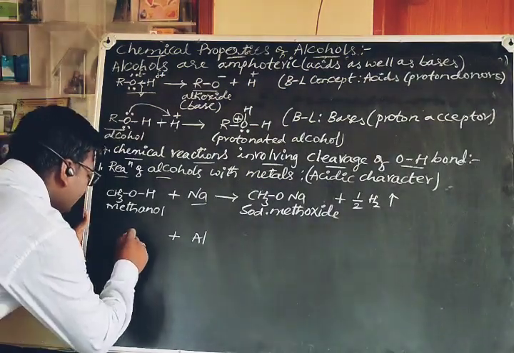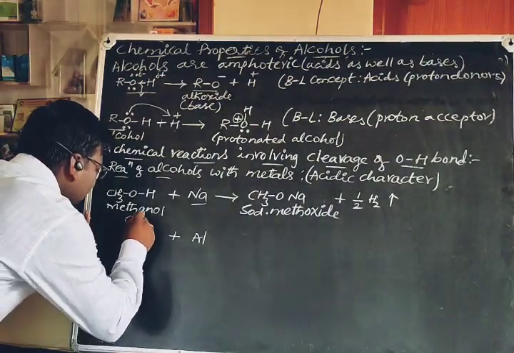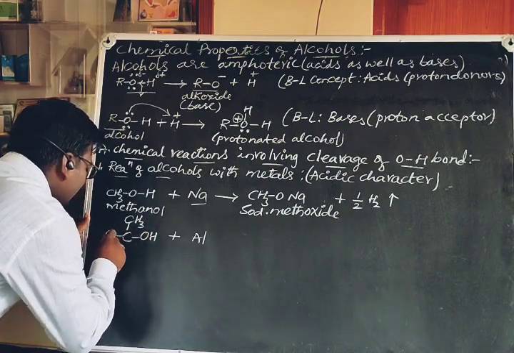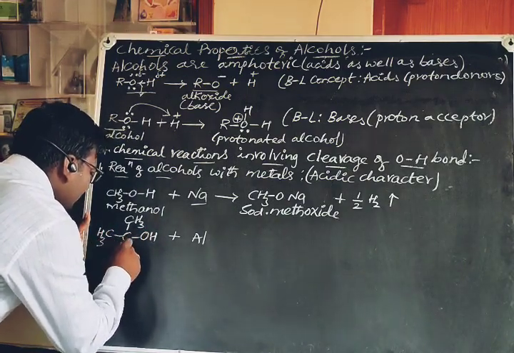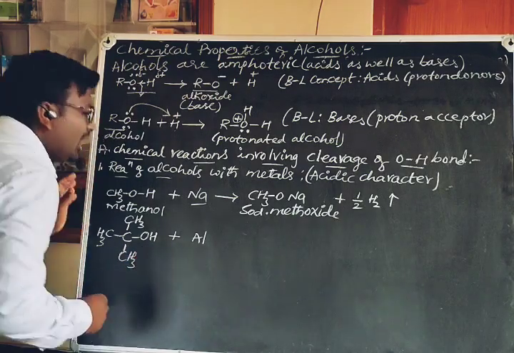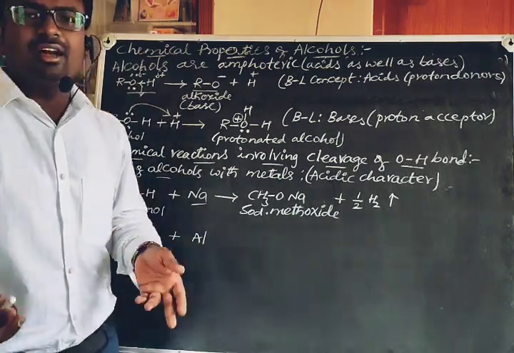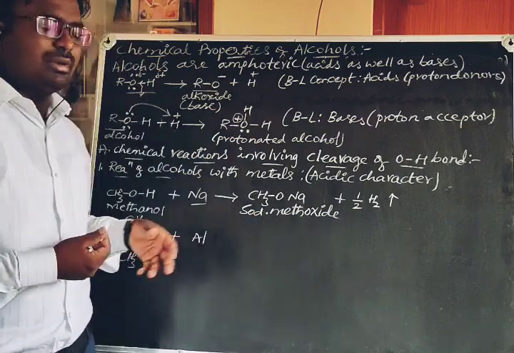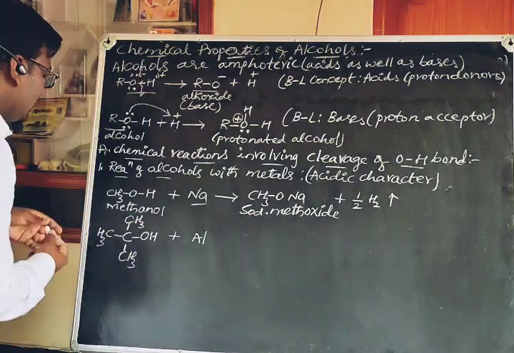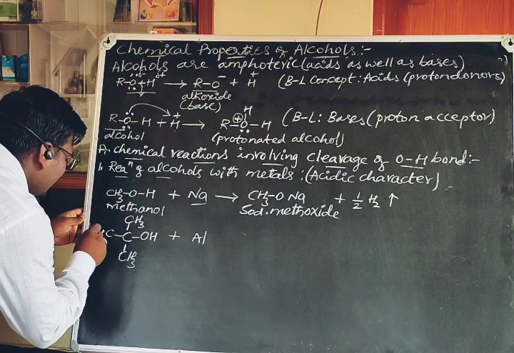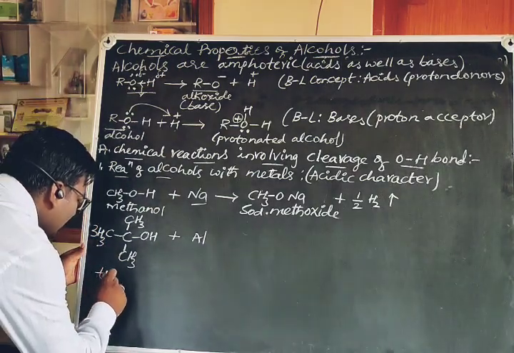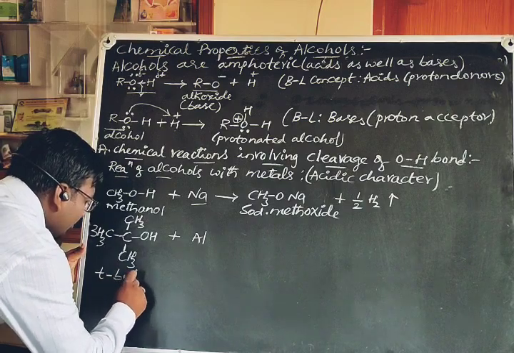Here we shall take up tertiary butanol. Any alcohol you may take. I am going to take tertiary butanol to show all alcohols, primary, secondary or tertiary, are exhibiting the acidic properties. Yes, we have to take 3 moles of alcohol, for example tertiary butanol.